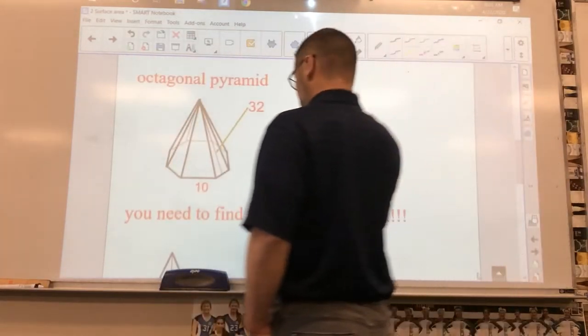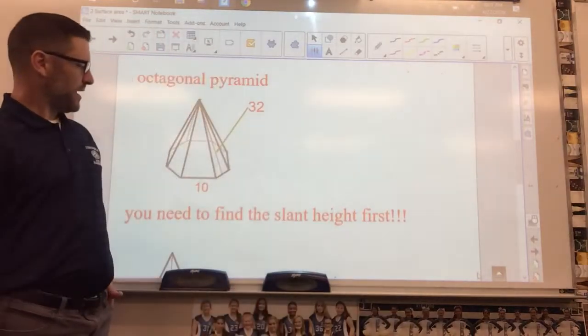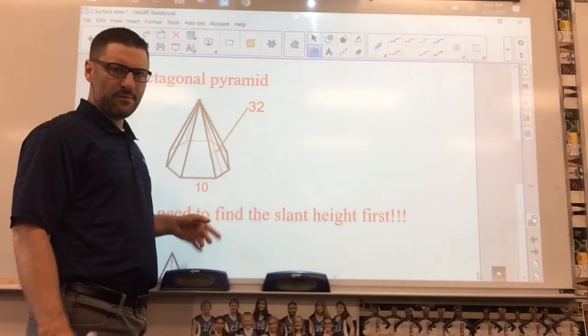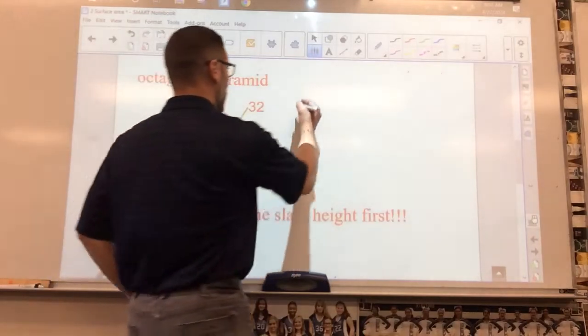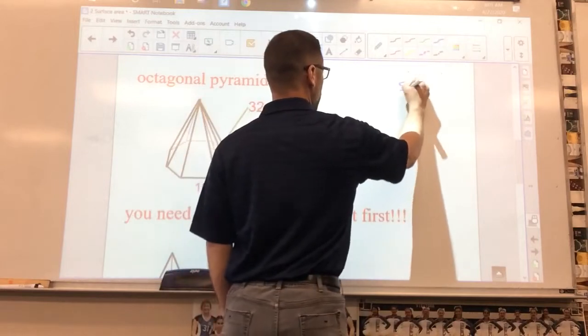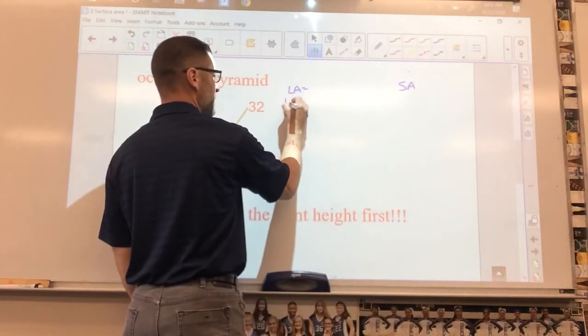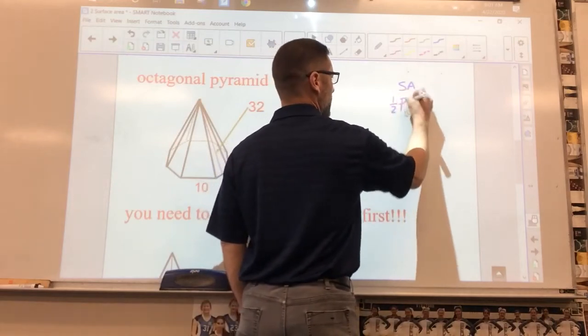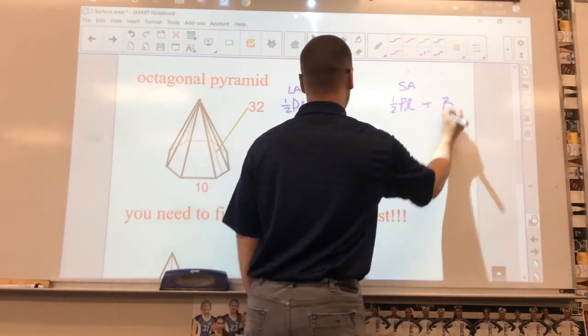All right, fun one now. Octagonal pyramid. And I give you the slant height here. Okay? And we got to find the area of the base and do the whole thing. So here we go. Surface area is equal to lateral area, 1/2 PL, plus the area of the base.